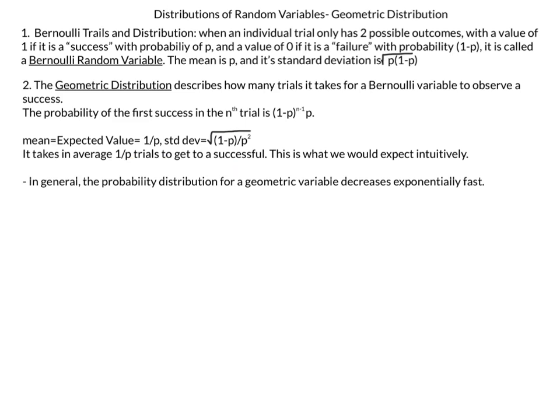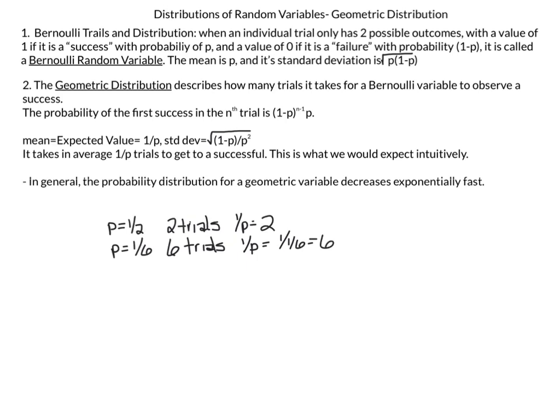It takes an average of 1 over p trials to get to a successful trial. And this is kind of what we would have expected intuitively. In other words, let's say the probability was equal to 1/2. Then we kind of expect we might need 2 trials before we see a success, and 1 over p is equal to 2. If p was equal to 1/6, we kind of expect something like 6 trials, right? Like if you're rolling a die and you want to get a 1, you probably have to roll the die somewhere close to 6 times. And so 1 over p is equal to 1 over 1/6, which is equal to 6.